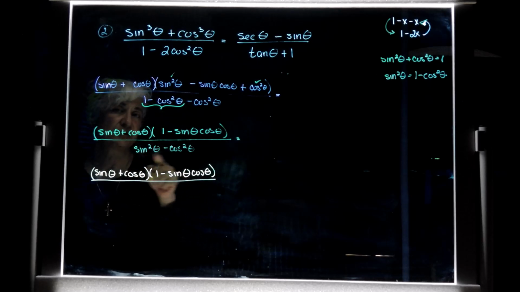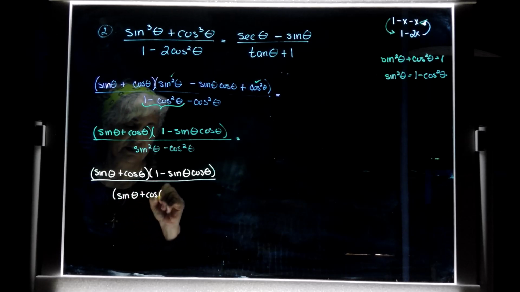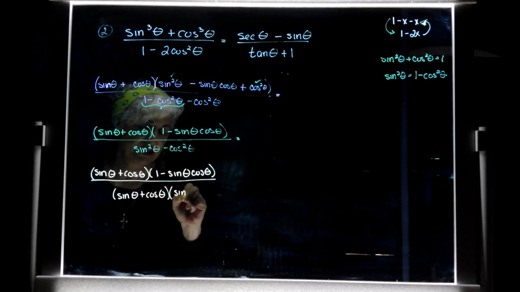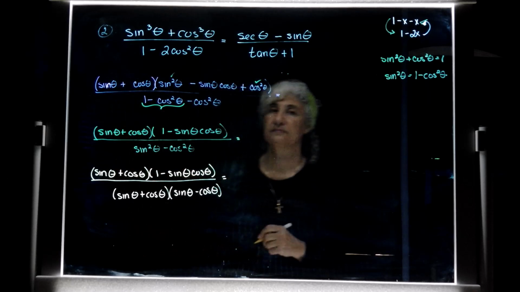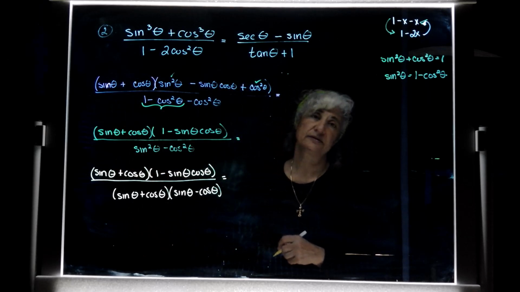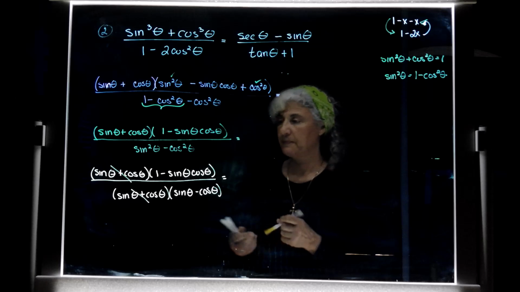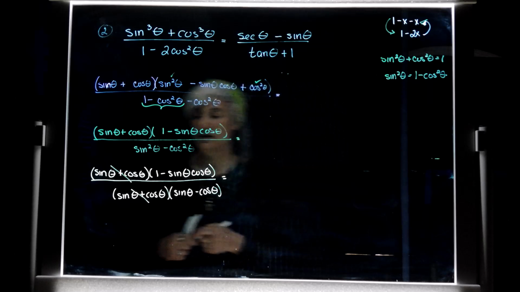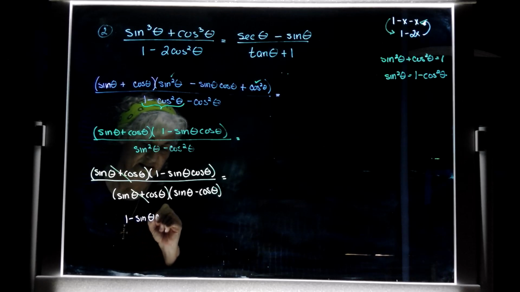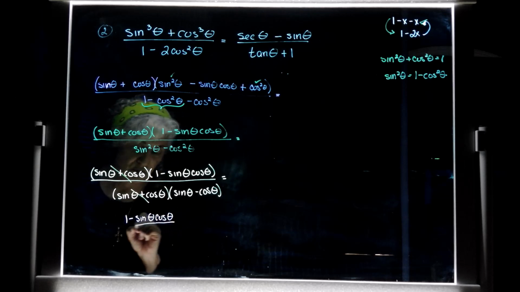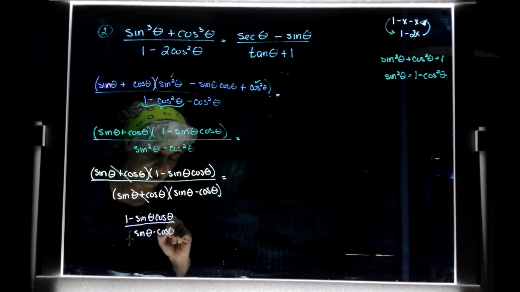That is a difference of perfect squares, right? So couldn't I write it as sine of theta plus cosine of theta times sine of theta minus cosine of theta? Do you see what's going to happen? Yeah, the sine plus cosine cancels out, don't they? And it will leave me just 1 minus sine of theta cosine of theta over sine theta minus cosine theta.